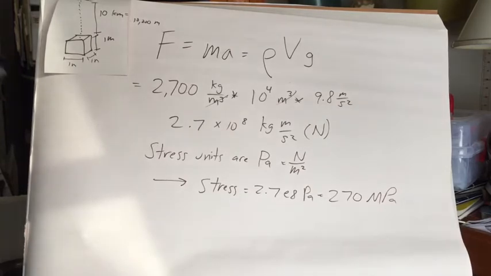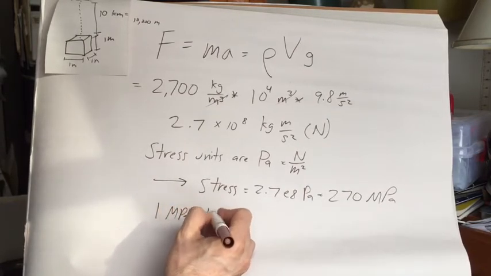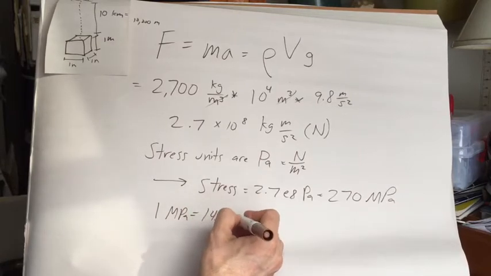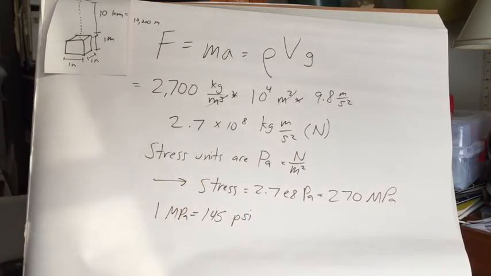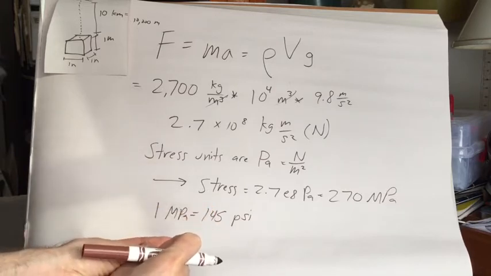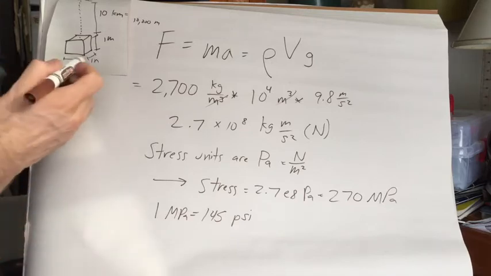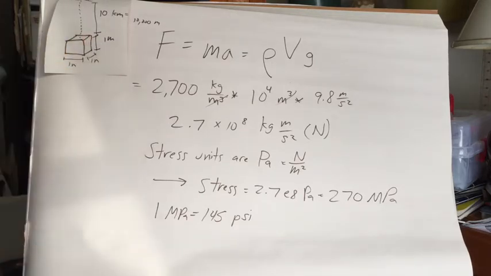So just to get a sense of what a megapascal is, 1 megapascal is about 145 pounds per square inch. You can imagine a ballerina up on her toe. It's about a 1-inch area, and she might weigh about 145 pounds. So 1 megapascal is about that much pressure. So this is the stress that this rock feels on a perfectly vertical face.